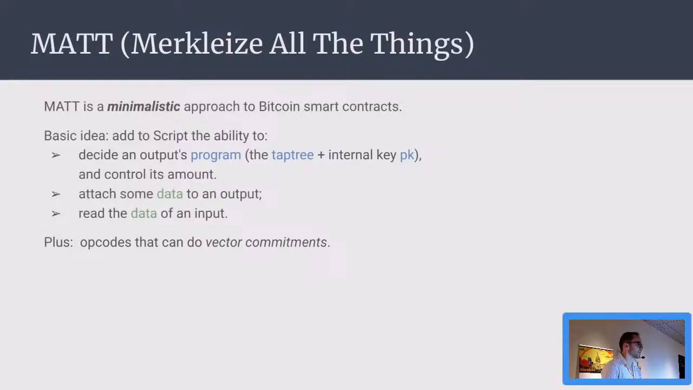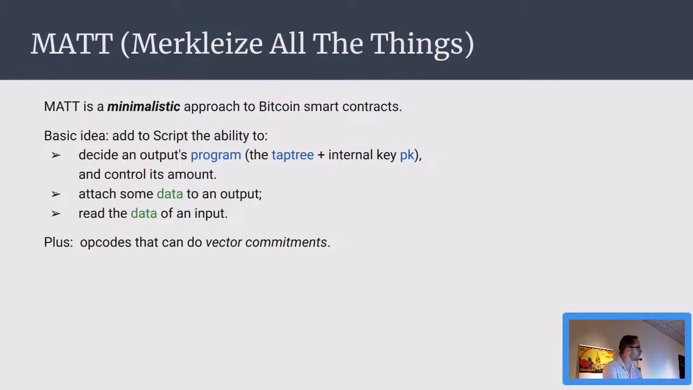And the proposal that I call Merkelize All the Things is a quite minimalistic approach to Bitcoin smart contracts, in the sense that the capability that you need to do this kind of contract is quite minimal. Many of these covenant proposals allow you to specify the outputs of the transaction. For example, CTV allows you to specify all the outputs of the transaction at once. And the core primitive that we want to achieve this capability that I call MAT is that you want to be able to specify the program of the output. So what is the script that the output should have?